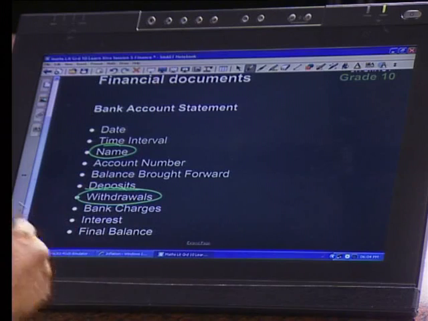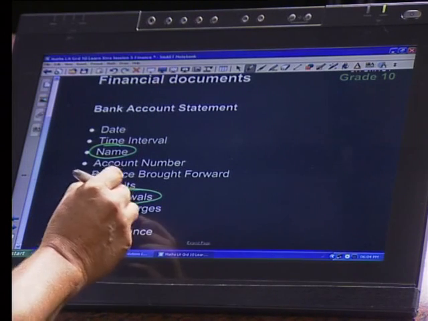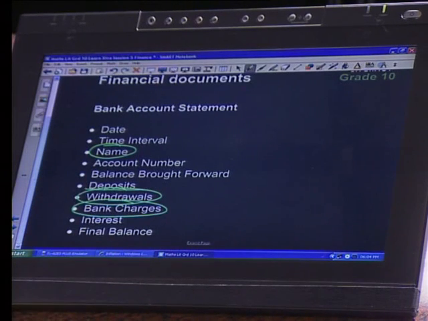Right. Then we have this funny little thing here called bank charges. What is bank charges? Now, banks are like a little business, aren't they? They've got to make money. Why? Well, they've got to pay all their people who work in the bank, and to do that, they've got to have some sort of income.